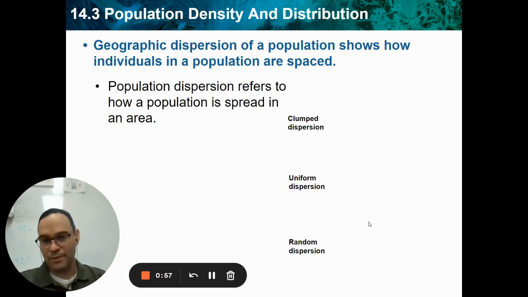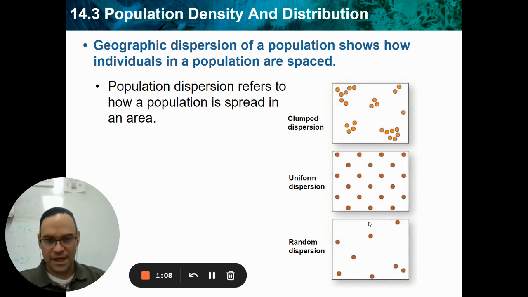They could be a clump dispersion. These are different types of dispersions geographically and how these organisms are spaced. These pictures are a neat way of looking at it: clump dispersion, uniform dispersion, and random dispersion. A clump dispersion is more like how people eat lunch in a school, where they sit in little groups. They sit real close to each other, and in general, not everyone's evenly spread out.